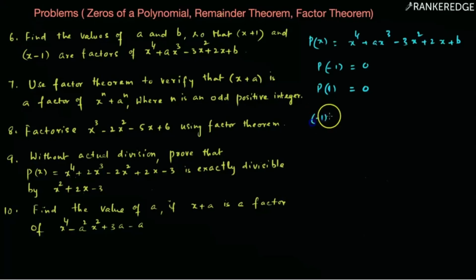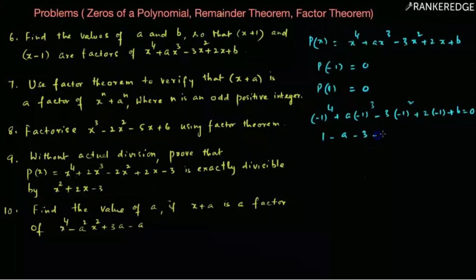That will be minus 1 whole power 4 plus a into minus 1 whole cube minus 3 into minus 1 whole square plus 2 into minus 1 plus b, that is equal to 0. This will give me my first equation. That will be 1 minus a minus 3 minus 2 plus b is equal to 0. So this will be minus a plus b. So this will be 1 minus 5, minus 4. It will go to the other side and become 4. So this is my first equation.